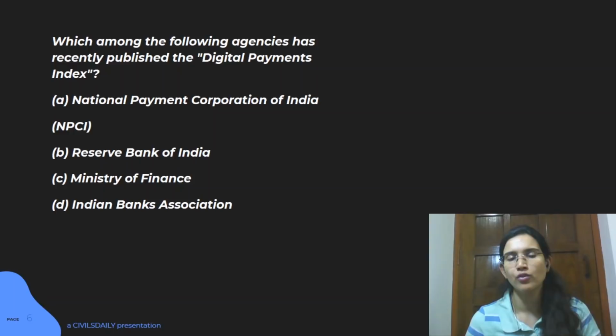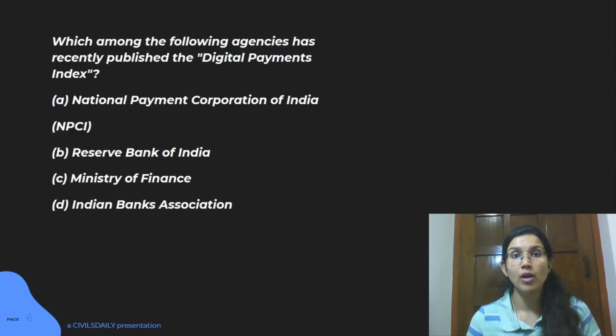In fact, I think the most confusing option here would be NPCI, because this particular payment gateway takes care of a lot of different things: RTGS, NEFT, your RuPay, your IMPS, everything is taken care of by this particular body, NPCI, right? So I think the most confusing options here would be A and B. You can easily rule out the Finance Ministry. Finance Ministry would not do that. You can easily rule out D as an option, because again, this particular association is not dealing directly with the payment gateways, right? So out of these options, RBI was the one which came out with this particular index.